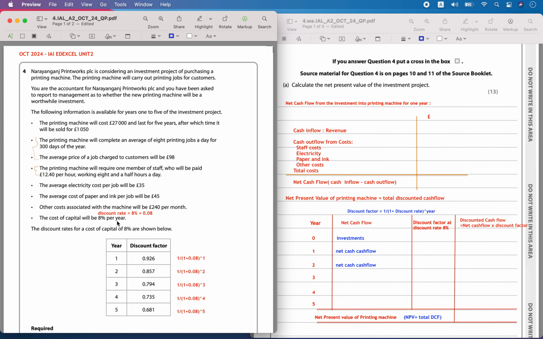The cost of capital will be 8% per year. This is the discount rate that's taken into account. The discount rate for the cost of capital will be 8% as shown below.